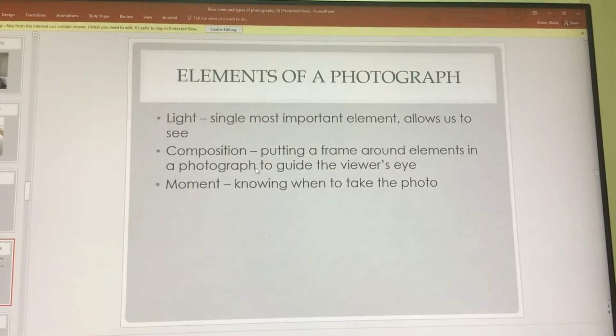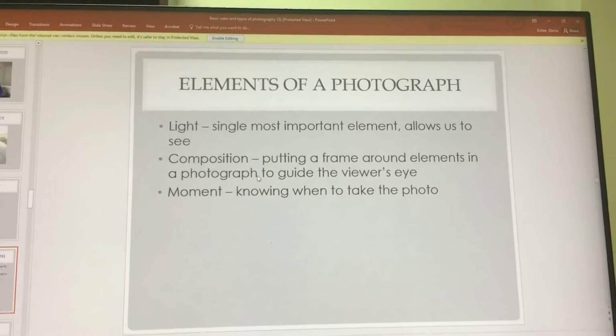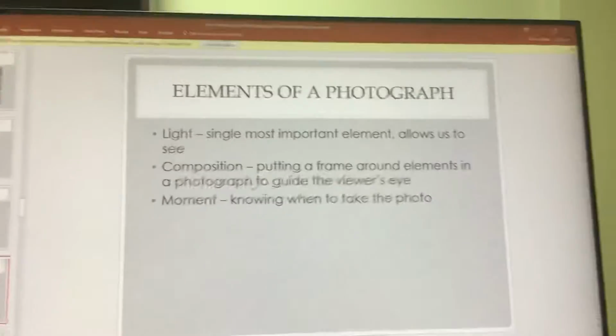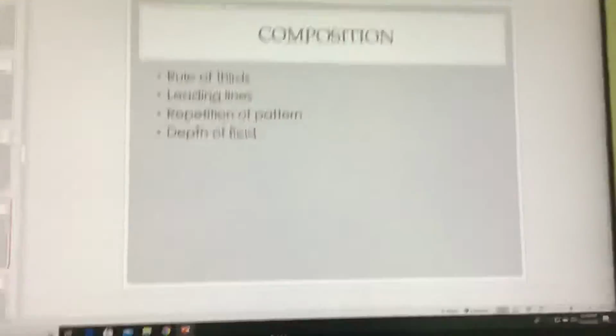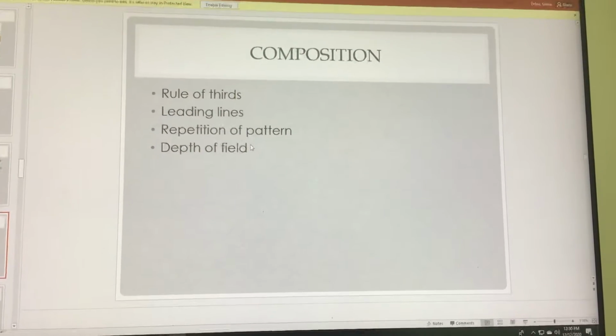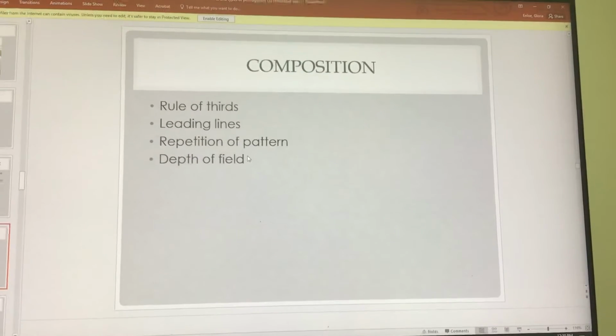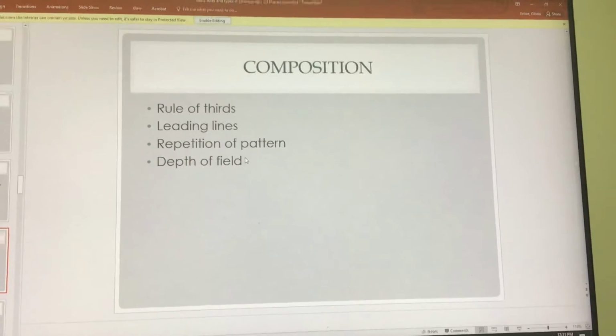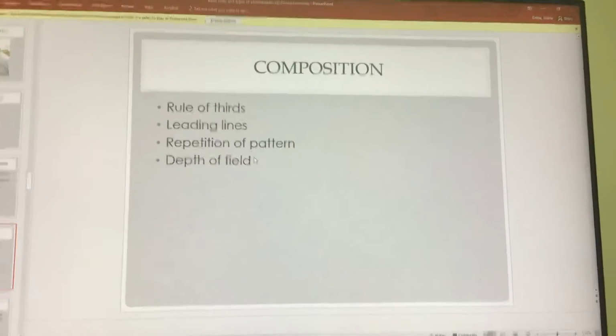We already told you light is most important because without light you can't see. The 4 rules of composition we discussed in class. So we talked about this a lot with videography, not just photography, but the rules of composition we talked about was rule of thirds, which you guys should be very familiar with right now. Leading lines, repetition of pattern, and depth of field.